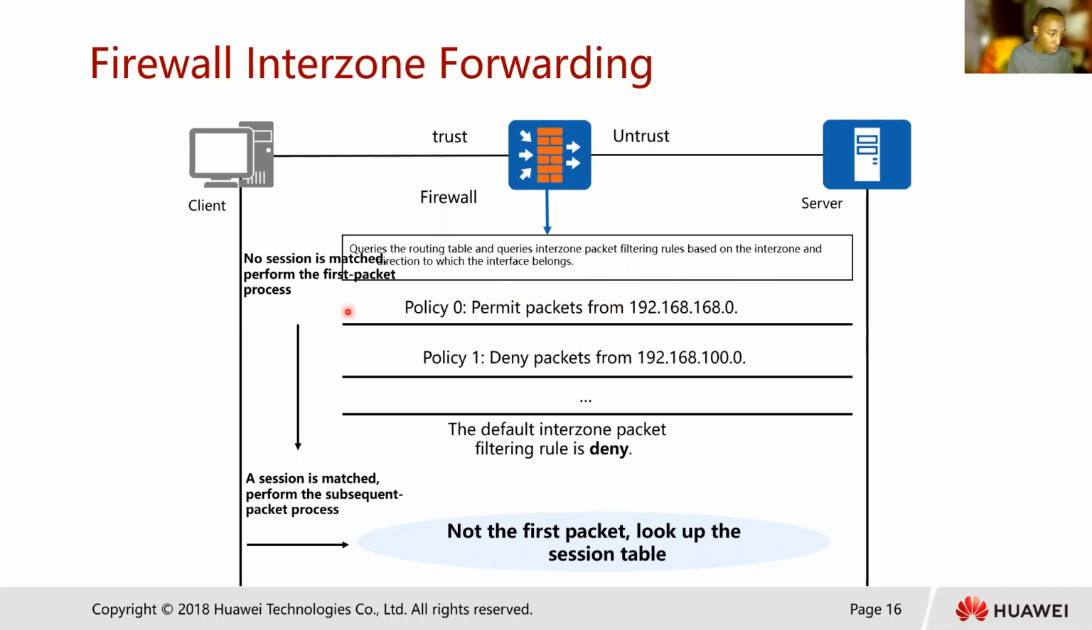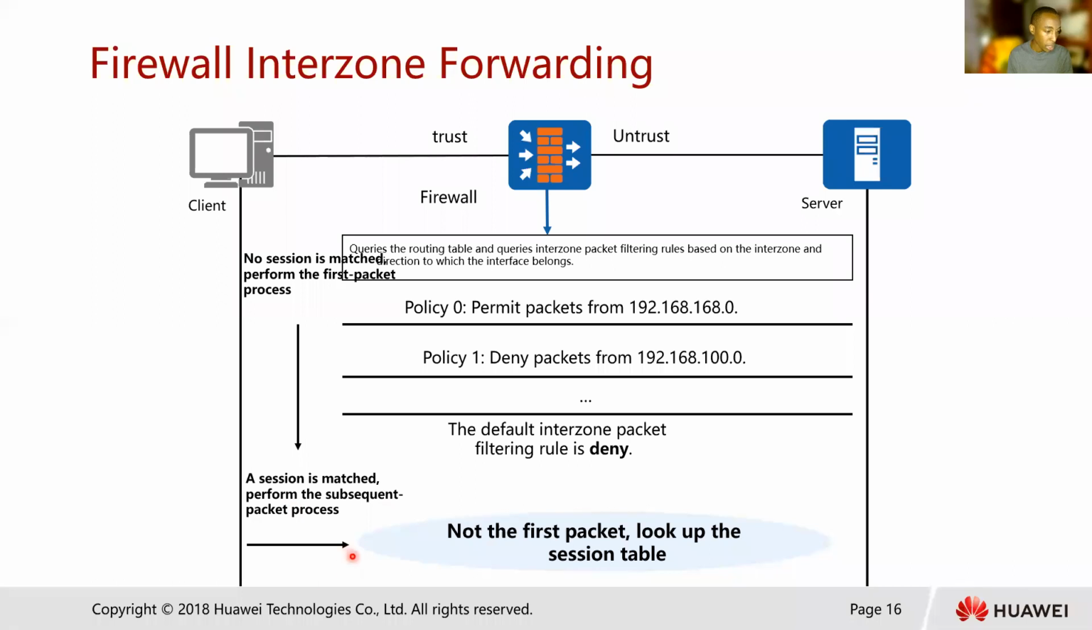So if no session is matched, perform the first packet process, which is to do what? Permit packets that are coming from 192.168.0 and deny packets that are coming from 192.168.100.0. There are many other policies. Then the default interzone packet filtering rule is always deny, right? So you can see that what happens is a session is matched. When a session is matched, you perform the subsequent what?